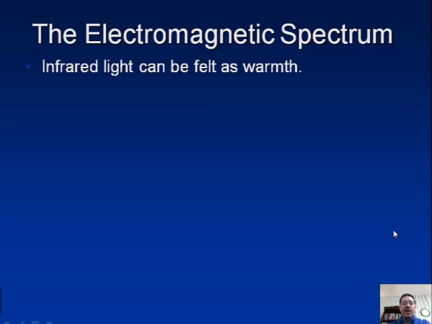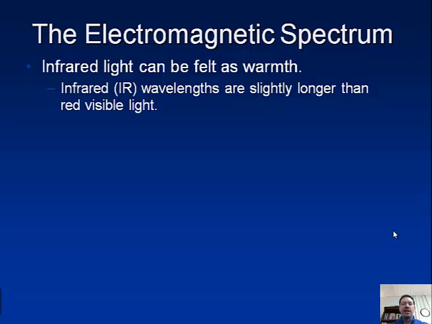We can feel infrared light as warmth, and actually if we were to have an infrared camera, we would glow a little bit because we do give off heat, and we don't give it in the visible spectrum, so we don't glow. But if we had a camera that could detect this heat, then we would appear to be glowing under that camera because we give off this infrared light.